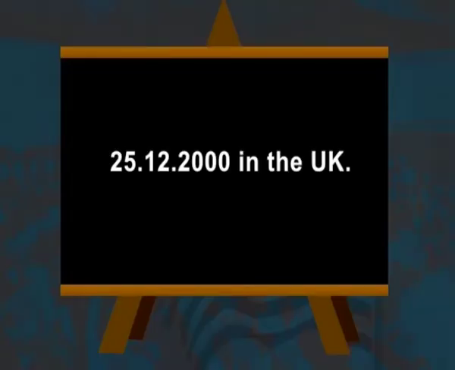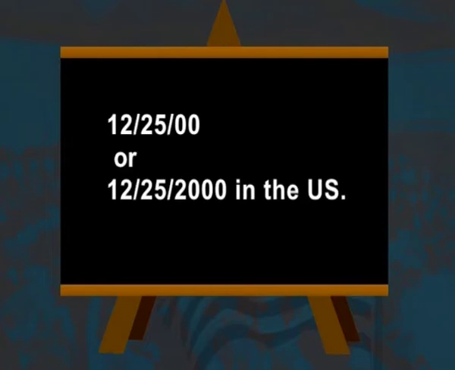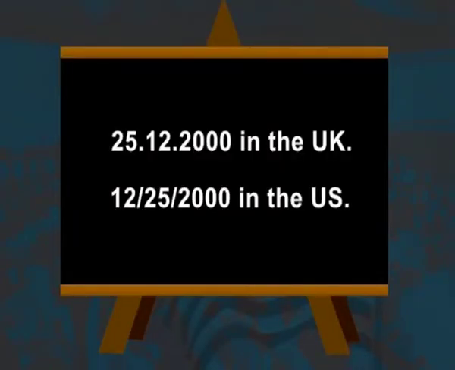Dates are usually written differently in the short numerical form, that is either MMDDYY or DDMMYY. So, for example, Christmas Day of 2000 is written as 25/12/2000 in the UK, whereas in America the date would be 12/25/00 or 12/25/2000. So, the formats are different, 25/12/2000 and 12/25/2000. This is different.